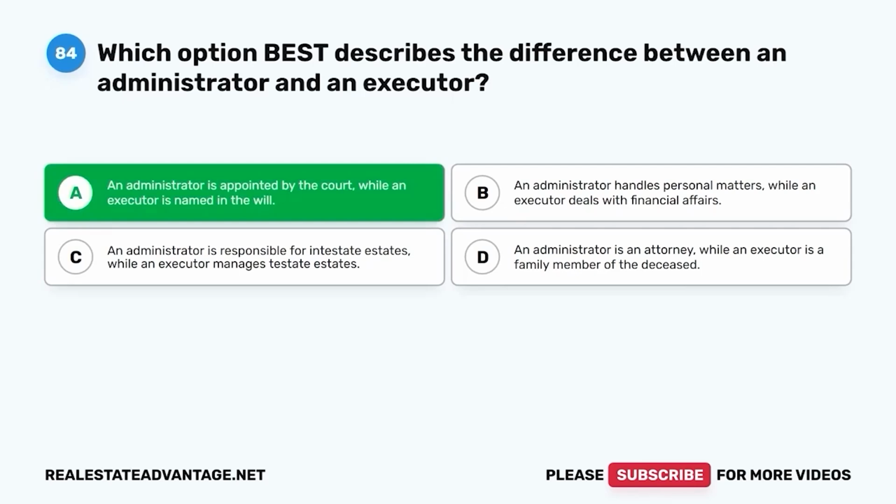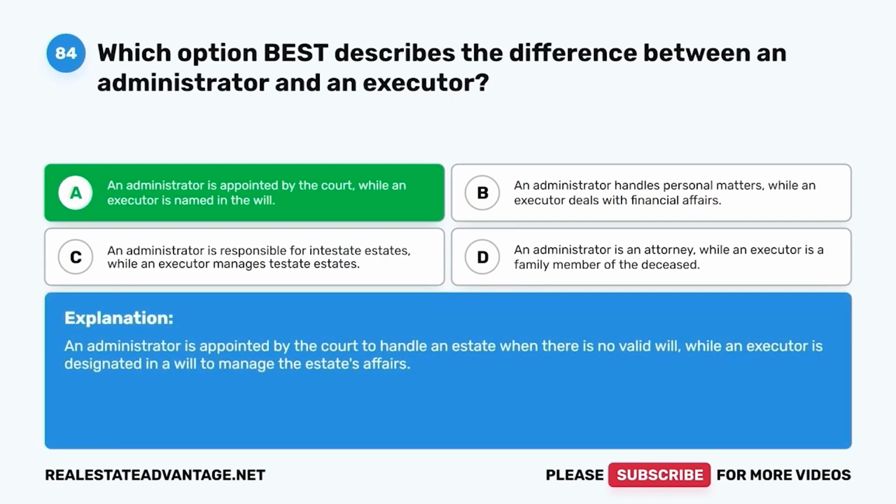An administrator is appointed by the court, while an executor is named in the will. An administrator is appointed by the court to handle an estate when there is no valid will, while an executor is designated in a will to manage the estate's affairs.